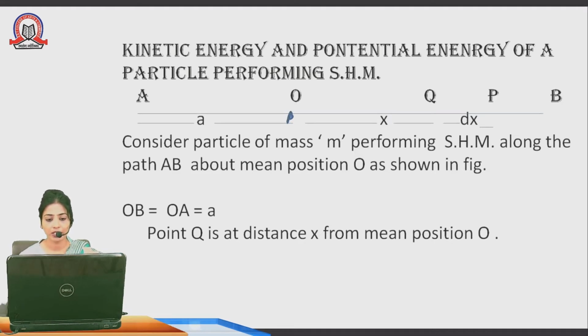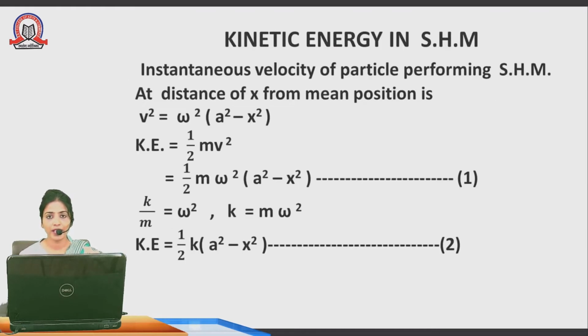And point Q is at a distance x from mean position O. Now we have to calculate the kinetic energy. After that we calculate the potential energy. After that we add the kinetic energy plus the potential energy, then we get the total energy. So let's start with kinetic energy in SHM.